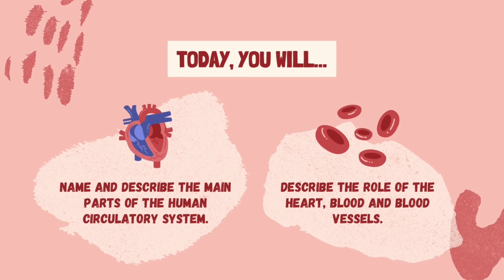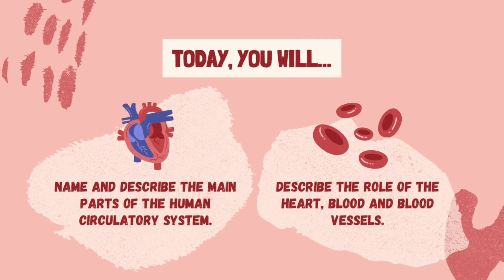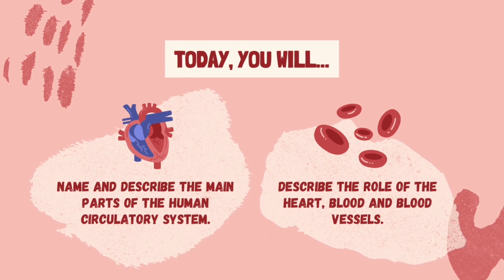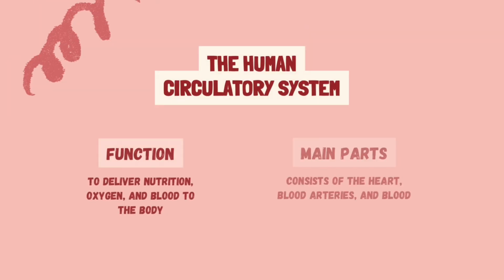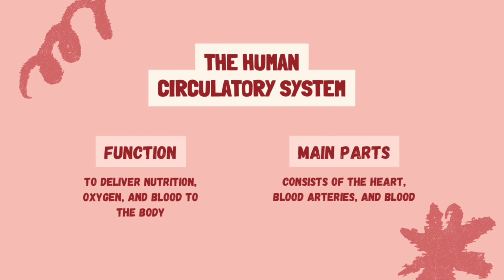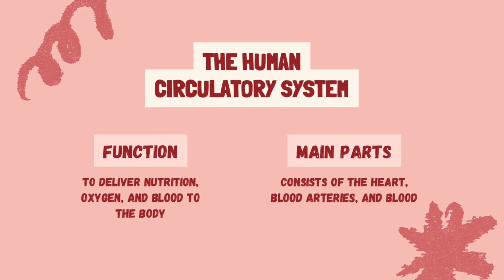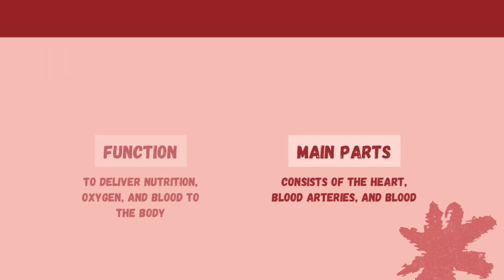Today, you will name and describe the main parts of the human circulatory system, and describe the role of the heart, blood, and blood vessels. The human circulatory system. The function is to deliver nutrition, oxygen, and blood to the body. Main parts consist of the heart, blood vessels, and blood.